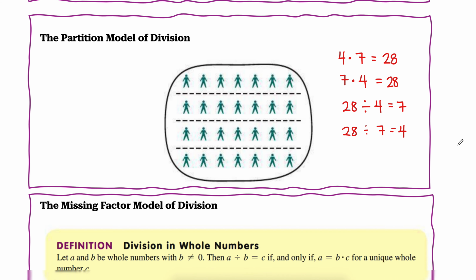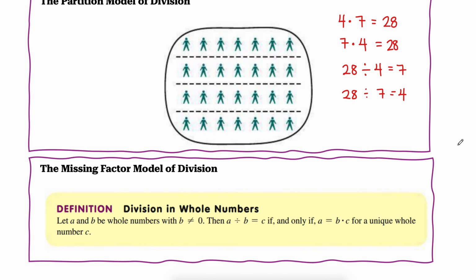And that leads us to this definition of division in whole numbers. You're going to see within this definition our fact families. So we have division defined this way. Let A and B be whole numbers with B not equal to 0. We cannot divide by 0. We'll actually get to this why in just a moment. So as long as B is not equal to 0, we can define division this way.